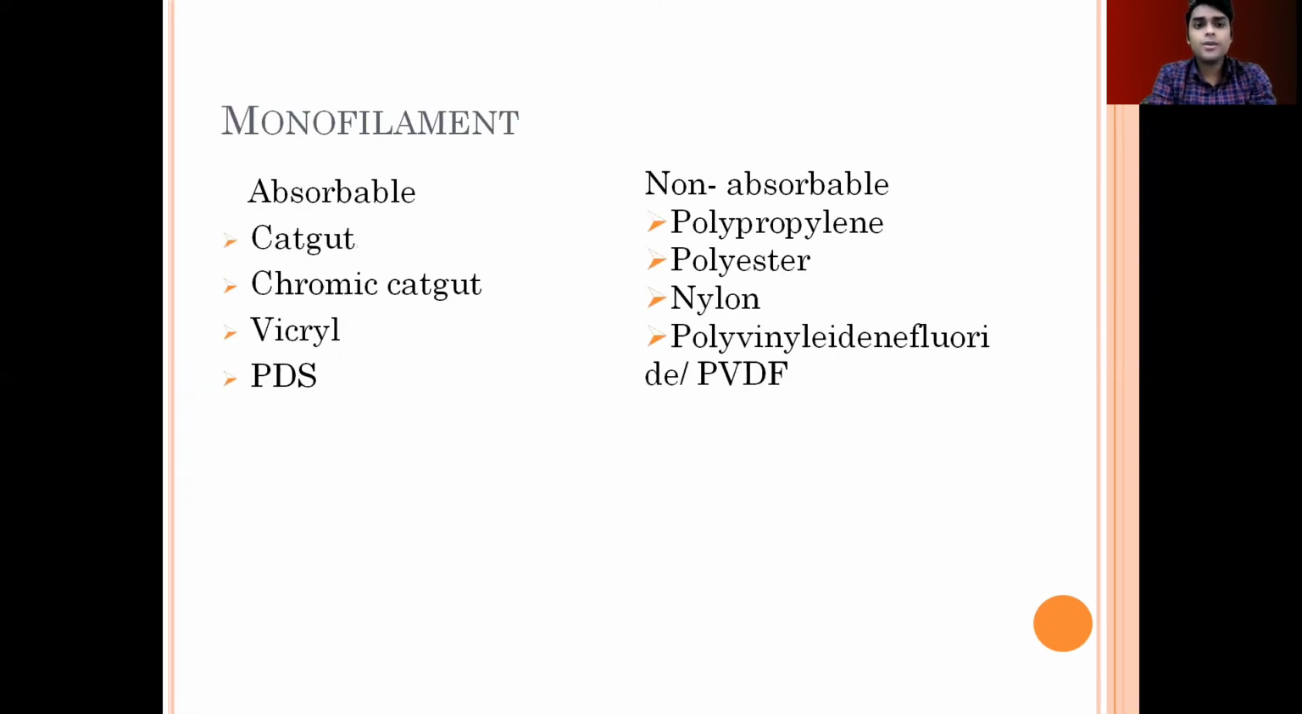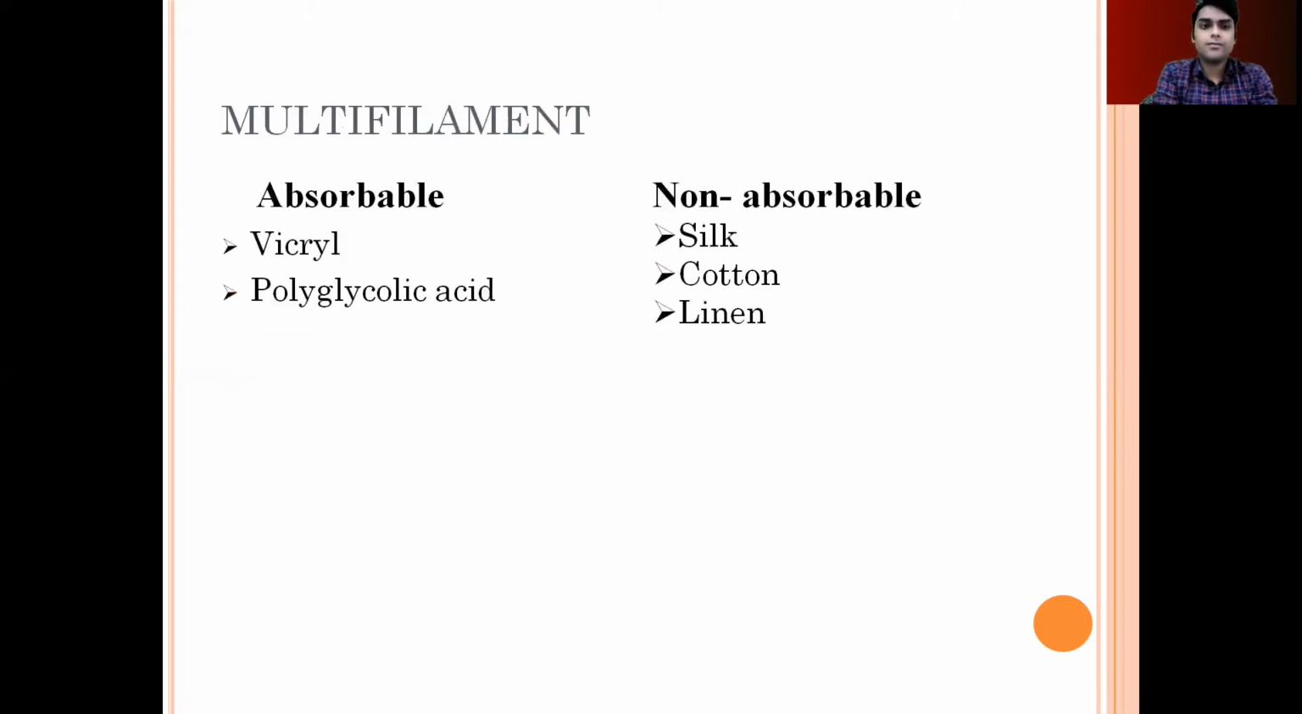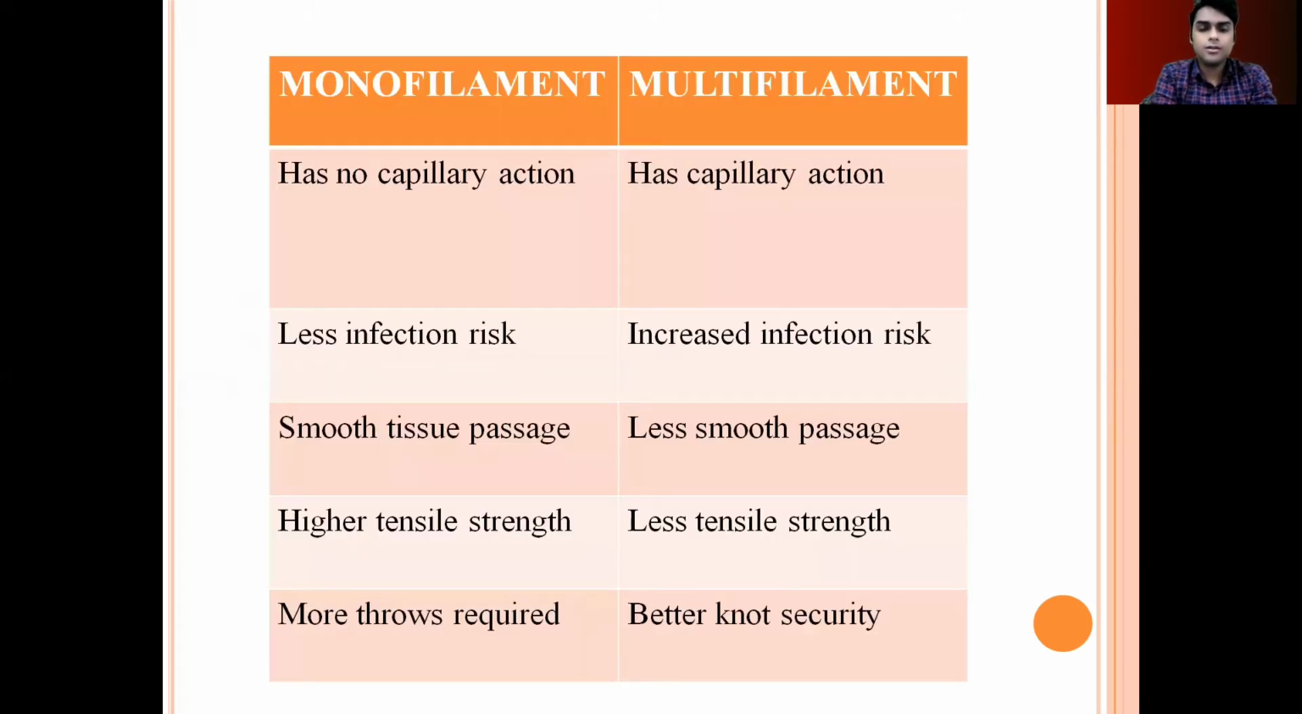In monofilament, again, it is divided into absorbable and non-absorbable. The absorbable ones are catgut, chromic catgut, Vicryl, and PDS. In non-absorbable, we have polypropylene, polyester, nylon, polyvinylidene fluoride. In multifilament, we have absorbable, which include the Vicryl and polyglycolic acid, and non-absorbable, which are the silk, cotton, and linen.